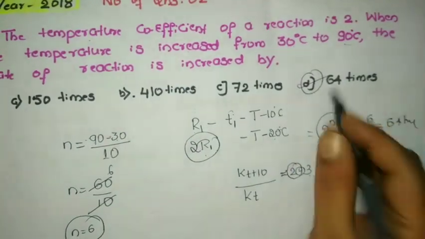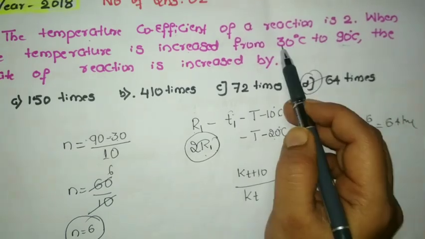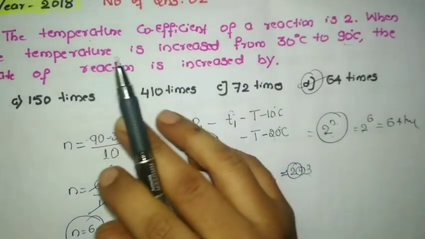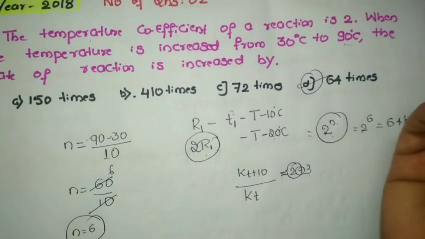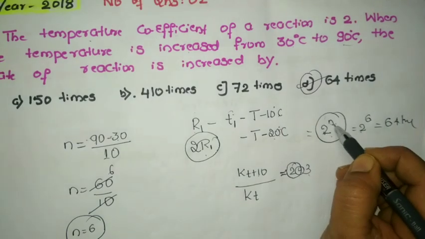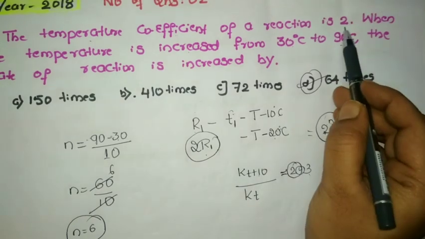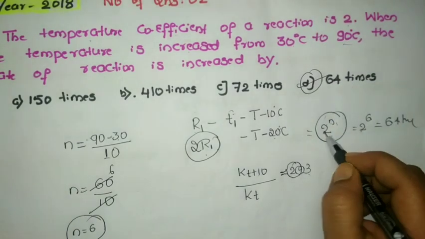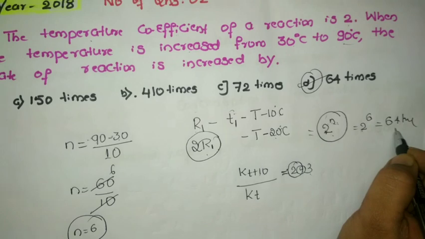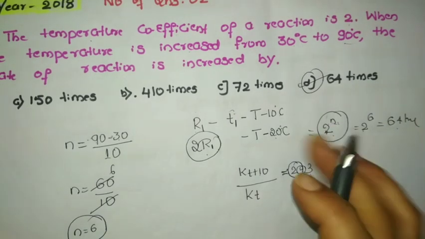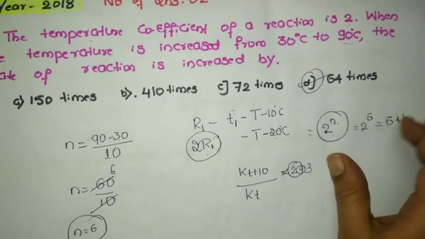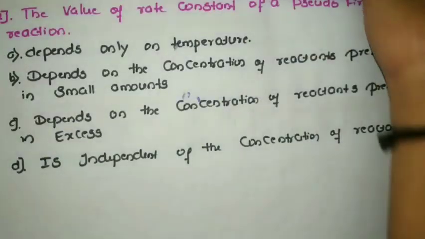No need to do all this calculation. Just find the difference in temperature, 90 minus 30, that is 60 degrees, take it as 6 over here. So 2 to the power n, where 2 is the temperature coefficient, either doubles or triples, and here they have mentioned 2. If you do 2 to the power n, you get a direct answer, so it is 64 times. So that is the first question of 2018.